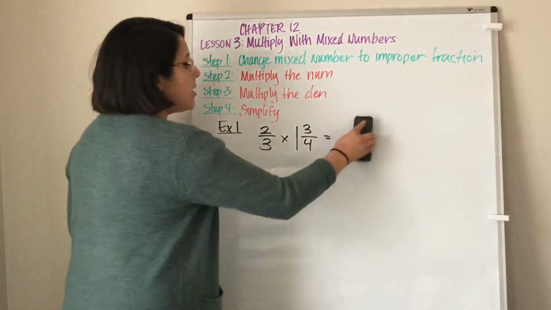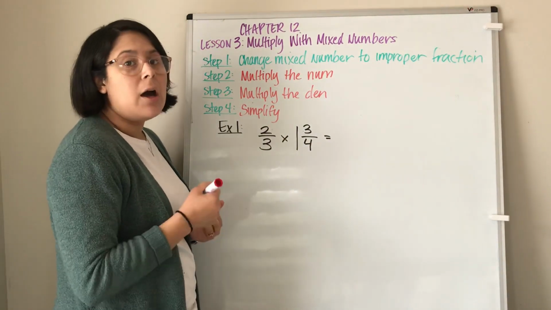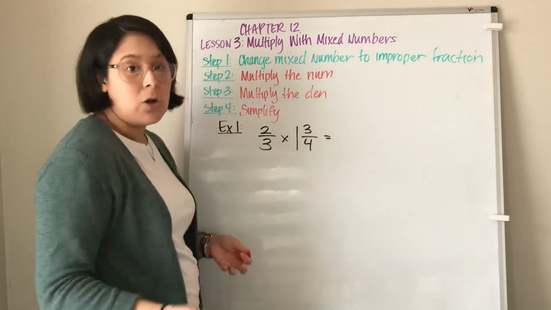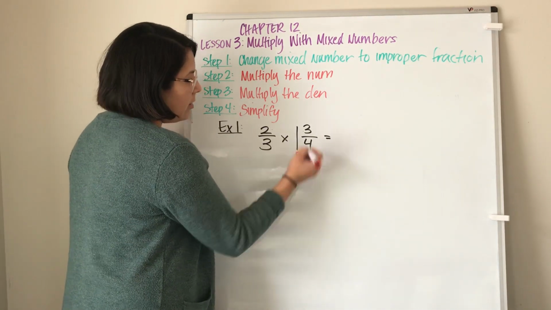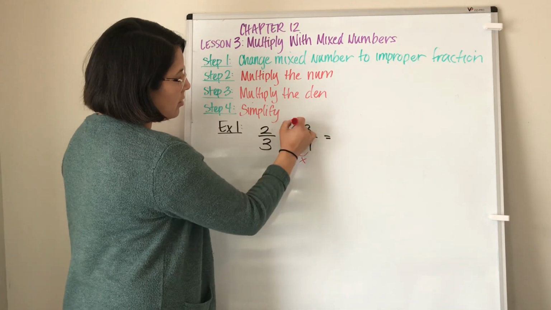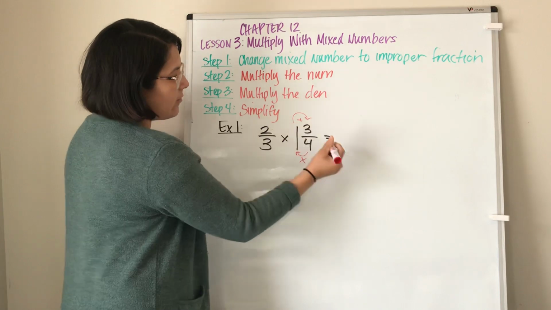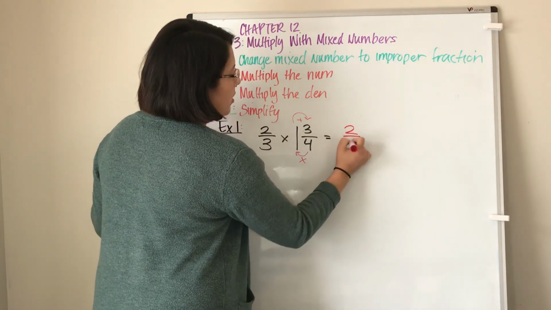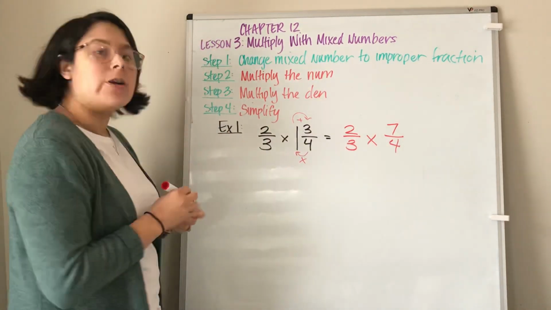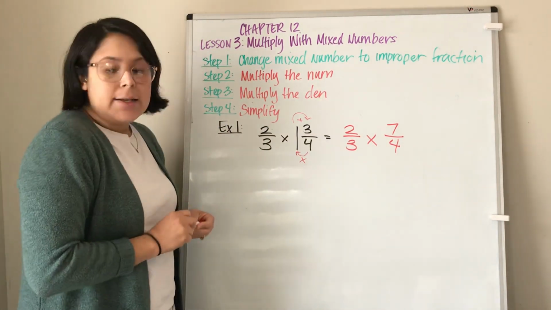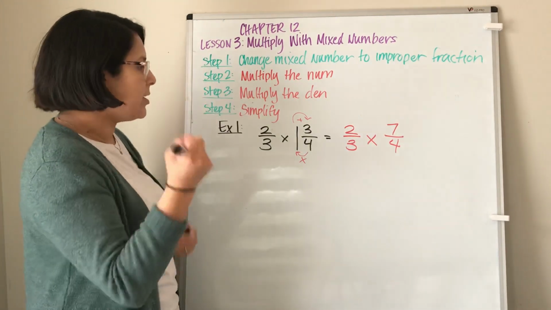So the rule says that you need to change your mixed number into an improper fraction. You guys know how to do that. How do you do that? You multiply and then you add. So 4 times 1 is 4, 5, 6, 7 over 4. So we get 2/3 times 7 over 4. You guys already know how to do that. Now I can move on to step 2.